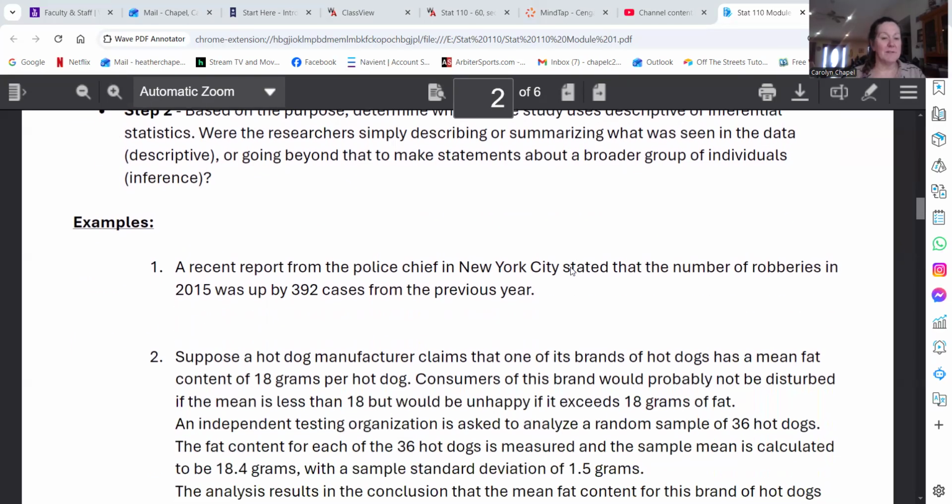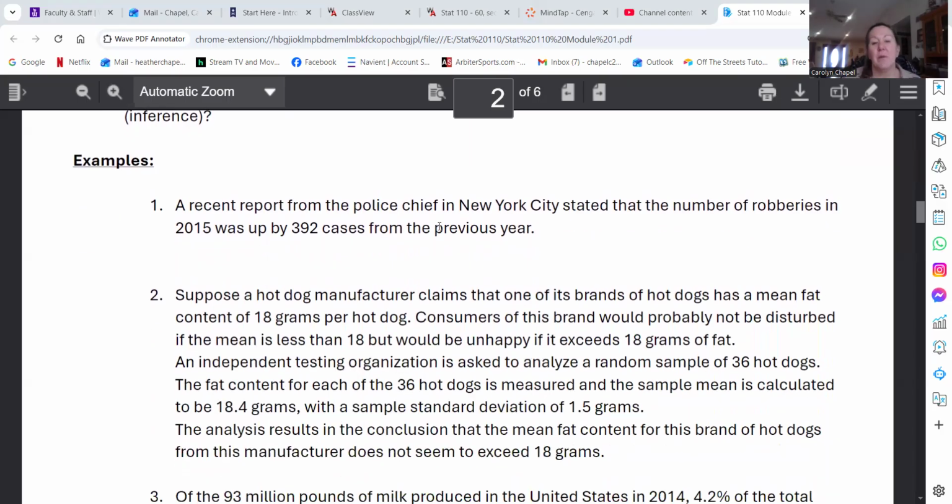So here are some examples. A recent report from a police chief in New York City stated that the number of robberies in 2015 was up by 392 cases from the previous year. This is an example of a descriptive situation because they are just telling us that the number of cases was up. They didn't go and try to explain why or anything of that nature. They went and counted how many there were, and they just summarized their findings. Okay, number two.